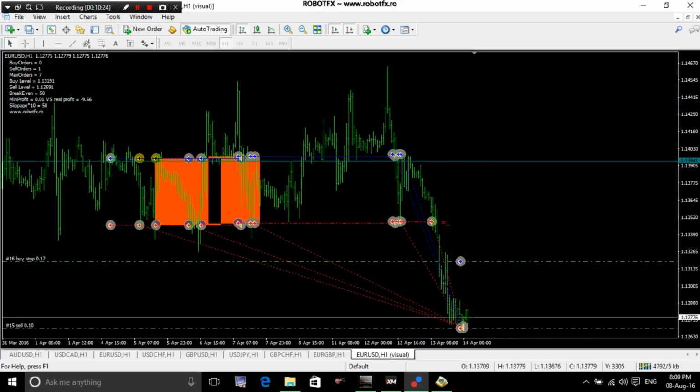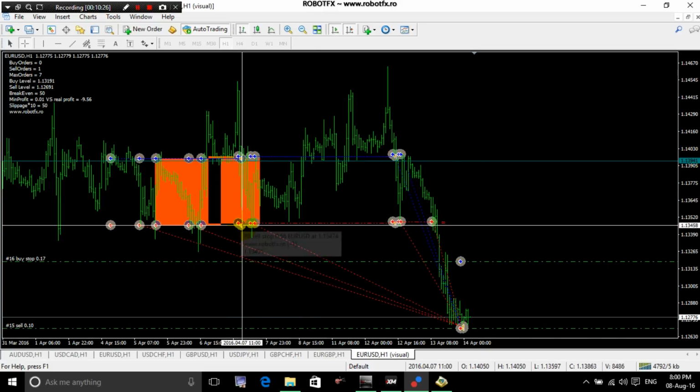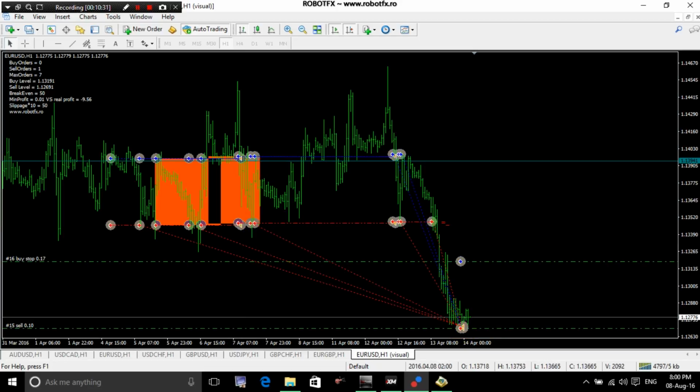Now, once the price reached the take profit level, which in this case was the sell take profit level, and this was a very difficult scenario, what happened here in this consolidation zone. The real profit reached the minimum profit, which was set to 0.01, basically break even. The basket reached break even, and the expert advisor started to close all these trades.